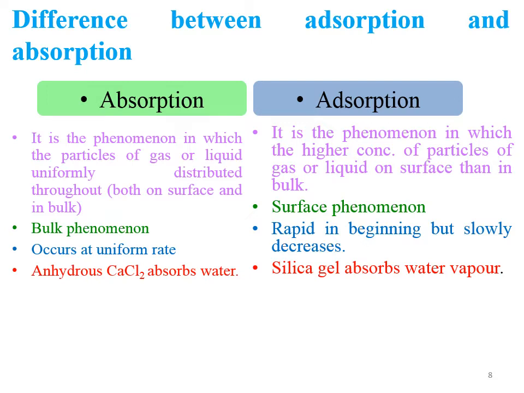Then that process is known as absorption. This absorption is therefore known as a bulk phenomenon and it occurs at a uniform rate. An example of this process is that anhydrous calcium chloride absorbs water.